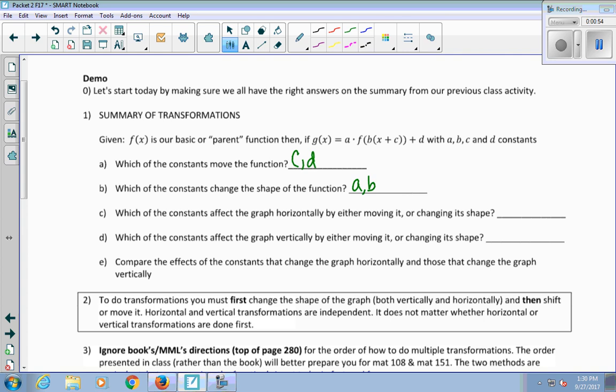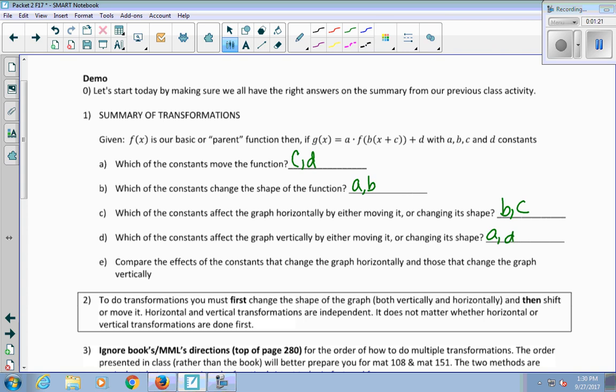Which of the constants affect the graph horizontally, whether it's by moving it or changing its shape? Horizontal changes always happen within the function, within the parentheses. So that would be B and C. And which of the constants affect the graph vertically, either by moving it or changing its shape? That would be any constants that fall outside of the function, outside of f. So that would be A and D.